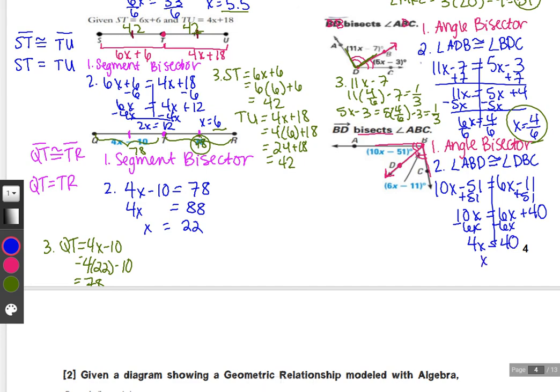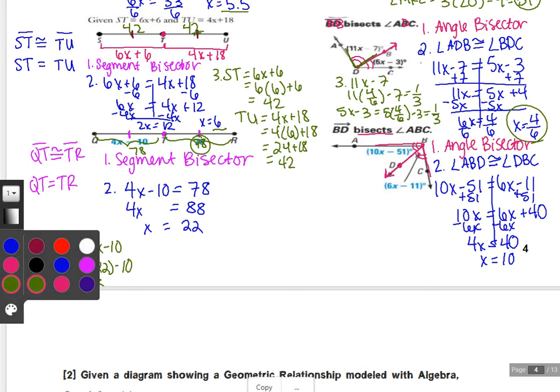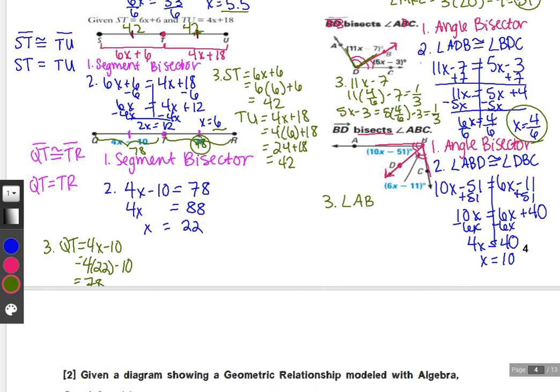So for the first one, we have angle ABD, which equals 10x minus 51. Now I need to substitute in 10. So I should have 10 times 10 minus 51. That will give us 49 degrees. So over here is going to be 49 degrees. And then if we've done our algebra right, we should find that DBC also equals 49 degrees. So let's check it out.